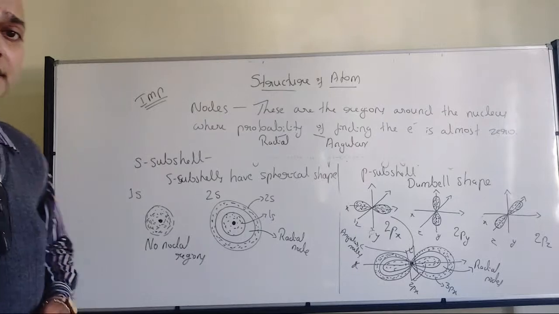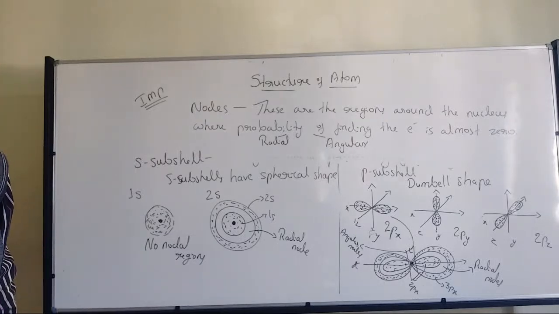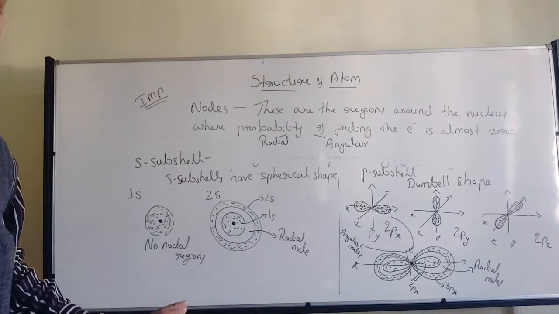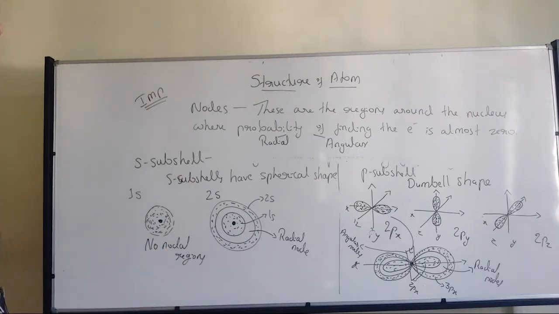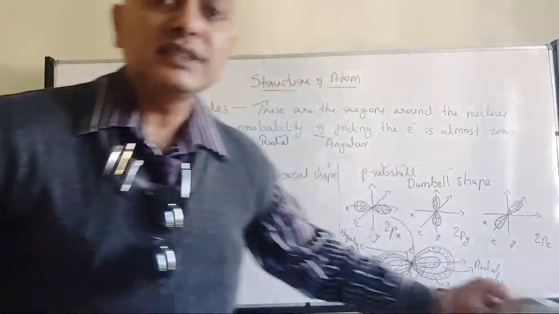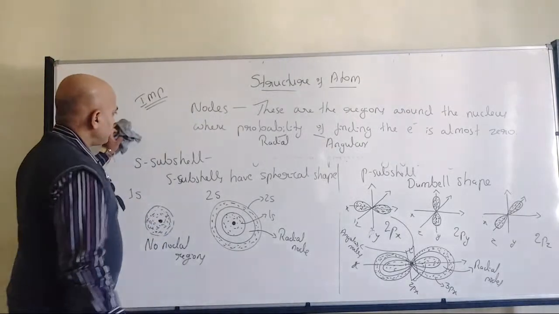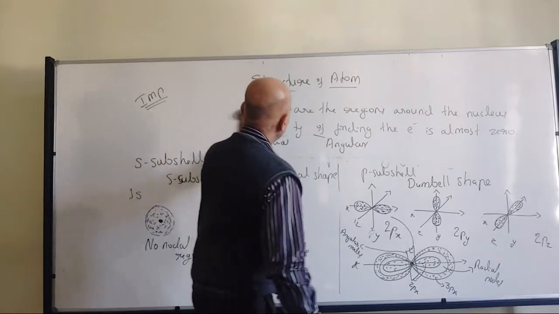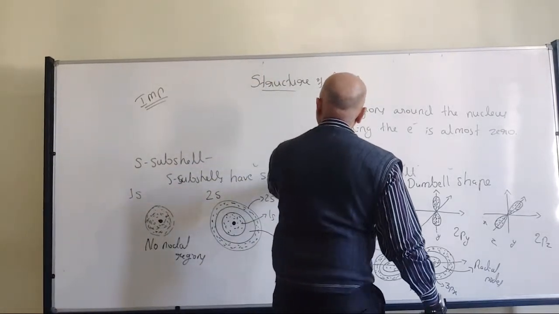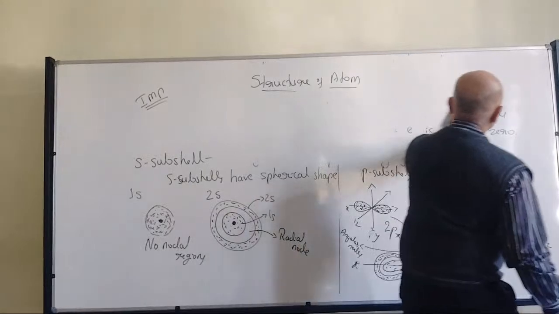So when it comes to the P subshell, it will have radial nodes also, and angular nodes also. Listen to me carefully. But when it comes to the S subshell, it has only radial nodes. I will make it very clear. So I will remove this, because now we know what we mean by nodes and what the types of nodes are.